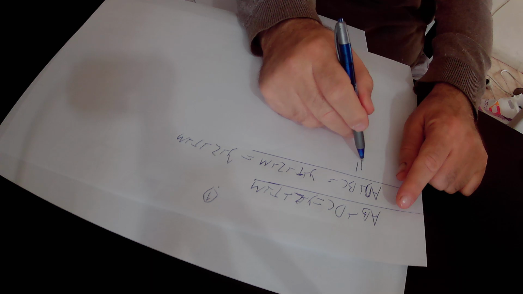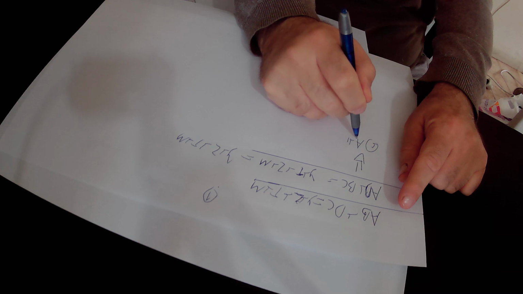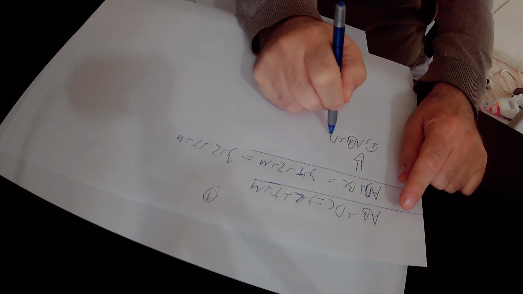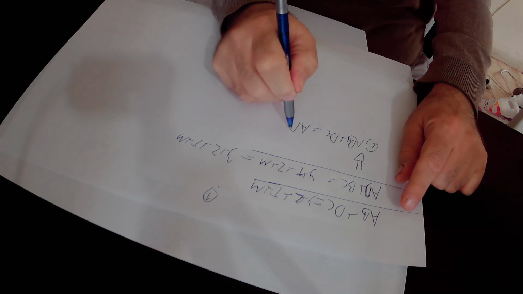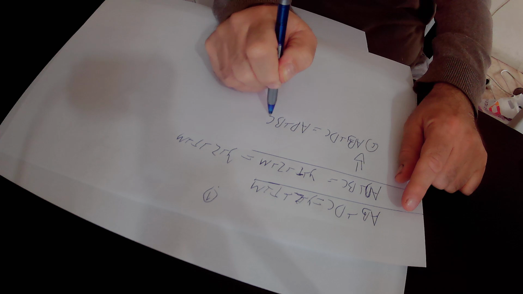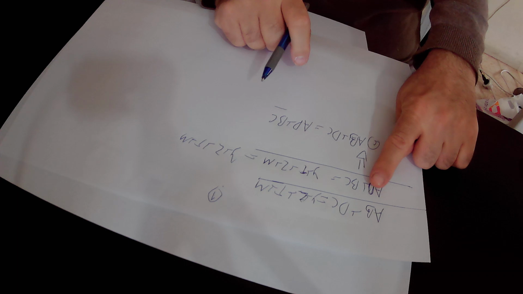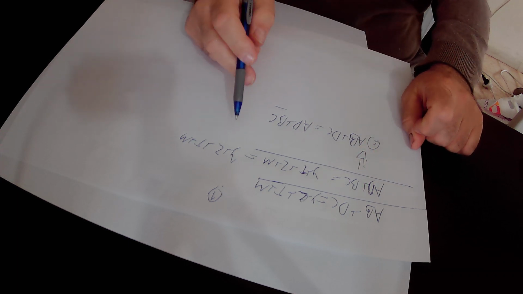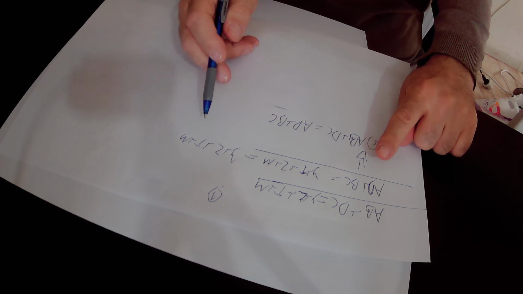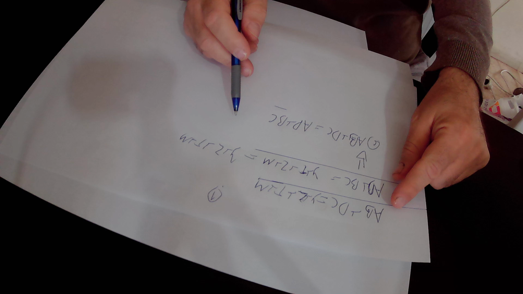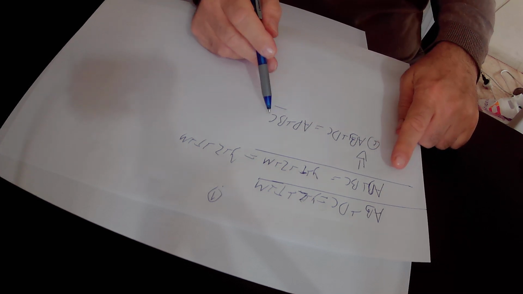That is to say, AB plus DC must be equal to AD plus BC. Because AB plus DC equals Y plus Z plus T plus M, and AD plus BC also equals Y plus Z plus T plus M, those two expressions must be equal to each other. That is to say, AB plus DC must be equal to AD plus BC.